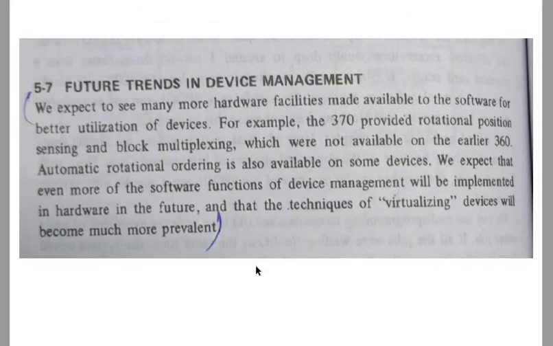Future trends in device management: we expect more hardware facilities and better utilization of the software. Examples: the 370 provides rotational position sensing and block multiplexing, which were not available on the earlier 360. Automatic rotational ordering on some devices. We expect even more functions to come, and virtualizing devices will become more prevalent and powerful in the future in device management.